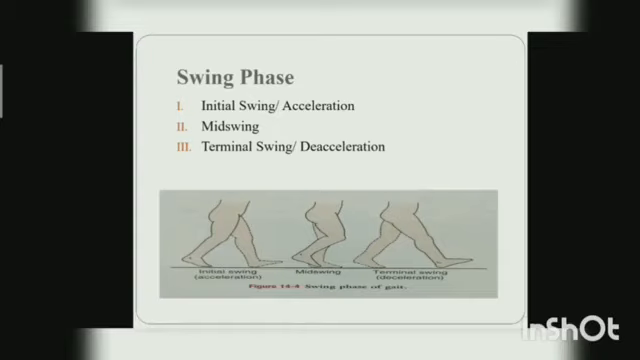The second one is the mid swing phase, which occurs approximately when the extremity passes directly beneath the body, from the end of the acceleration to the beginning of the deceleration. The last, the third one, is the late swing phase. It occurs after mid swing when the limb is preparing for the heel strike.